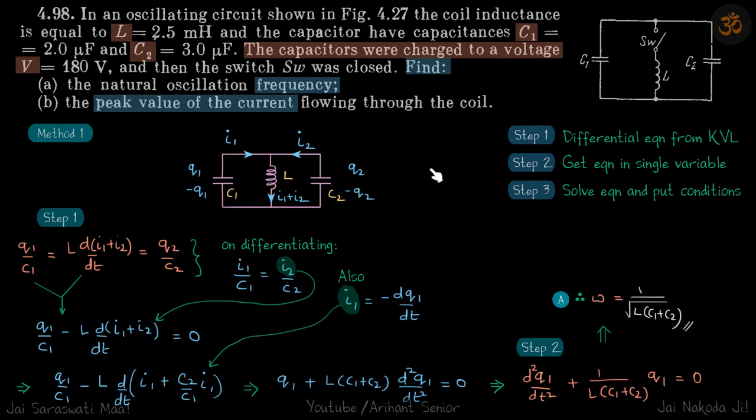Now this is just the value of frequency, the first part. Now let's find the second part. So here he is asking the current. We can get Q1 from the solution of this equation, and similarly we can find Q2 if we do this whole process for the second loop. So we'll get Q1 and Q2, and then if we differentiate that, we'll get the values of current.